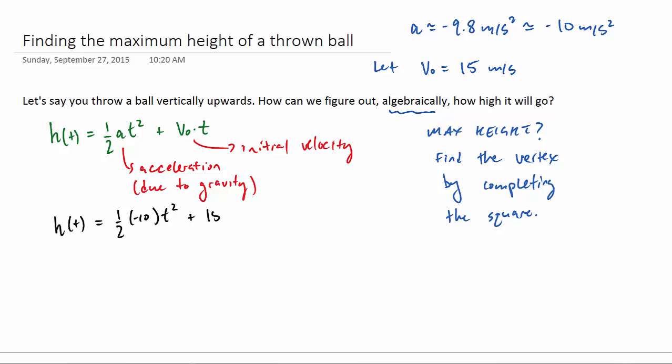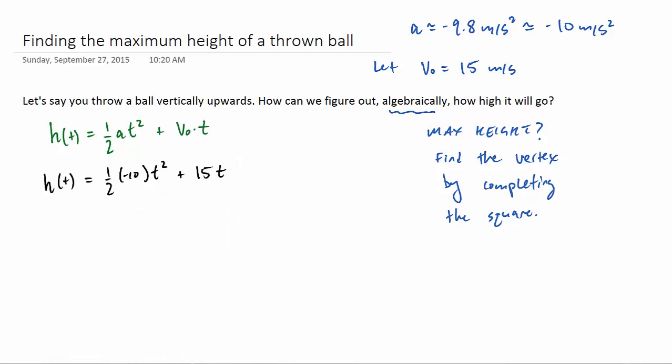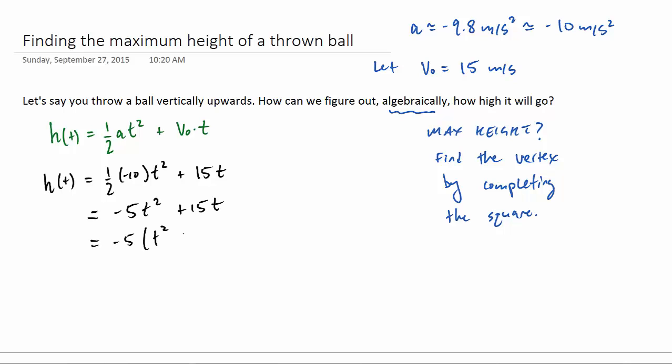Negative 10 for a. So when we half it, it's going to become negative 5. And then we're going to have to factor that negative 5 out of our two terms, which leaves us with a 3. And now we think, okay, we need to complete the square, where we take half of 3 and square it. So 1.5 squared is 2.25.